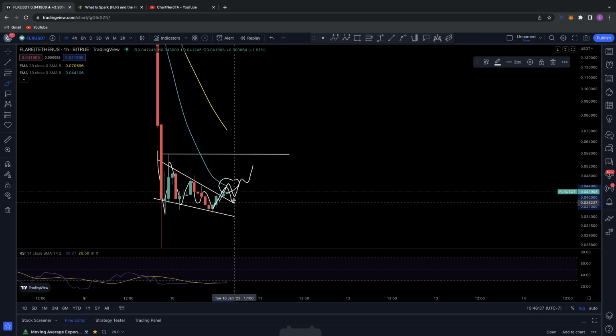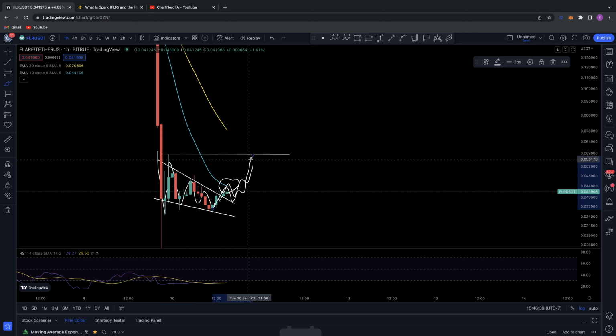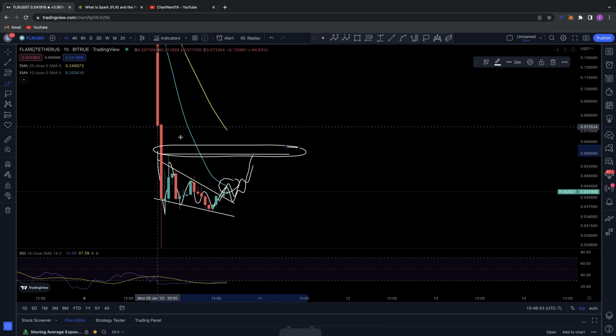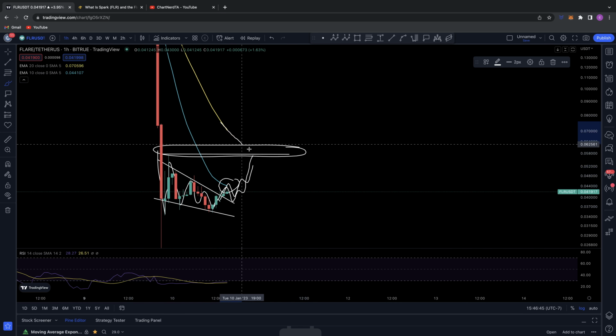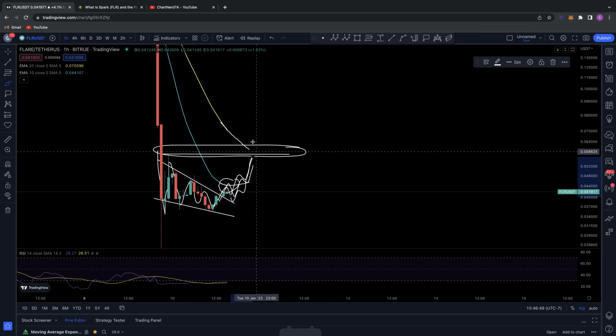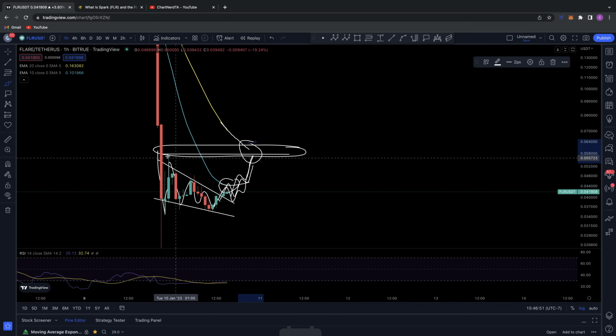If you can come back for support and hold support, then I do think potentially you're going to retrace to this level of resistance that you've created for yourself here, and it will give a chance for these EMAs to come down, start curling, and potentially you could be looking to run into this 20 EMA on the 1 hour time frame. As I said, retracing back to this local resistance point.